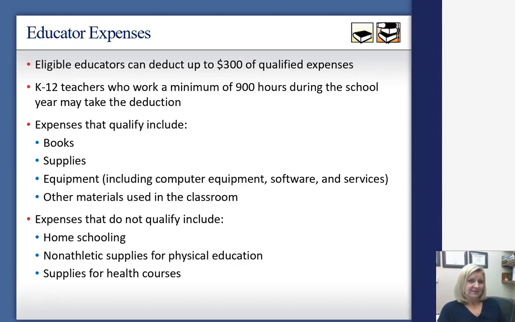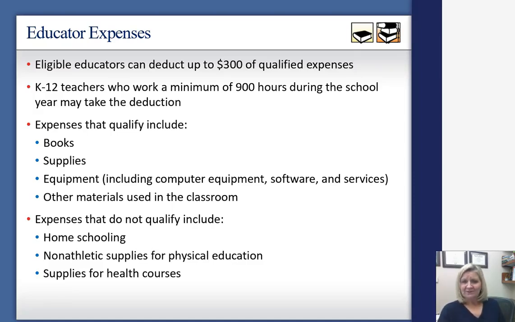Okay, educator expenses. These are only for K through 12 teachers who work a minimum of 900 hours during the school year. They can deduct up to $300 of qualified expenses, which are listed here. I know a lot of K through 12 teachers, and I am pretty confident that they spend way over $300 in qualified expenses every year, but unfortunately they are limited to the first $300.